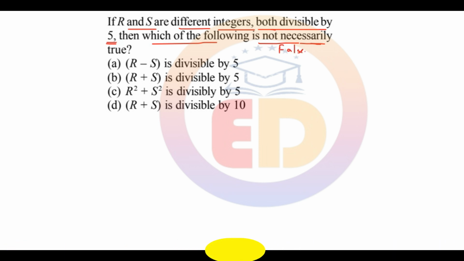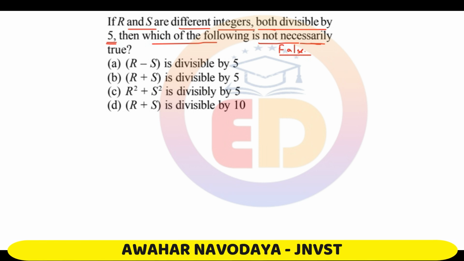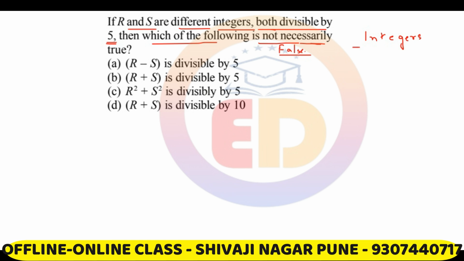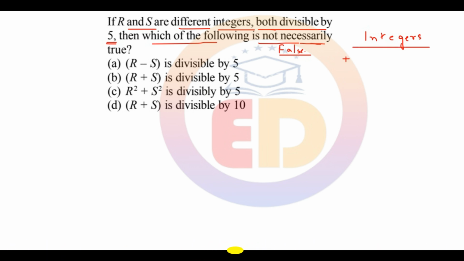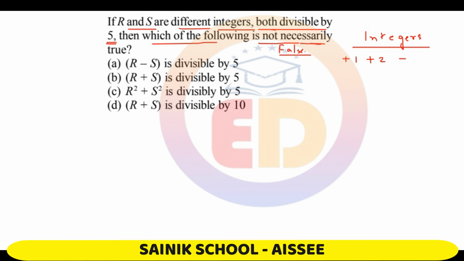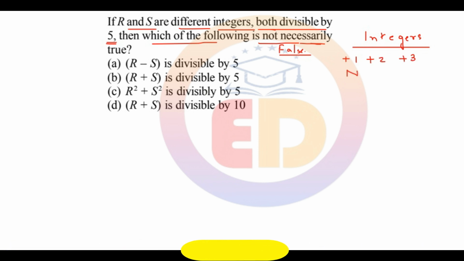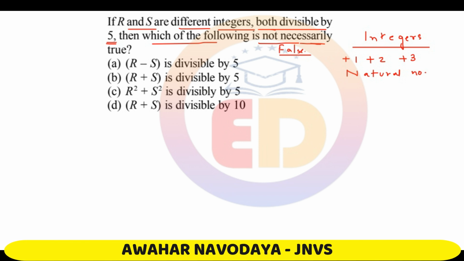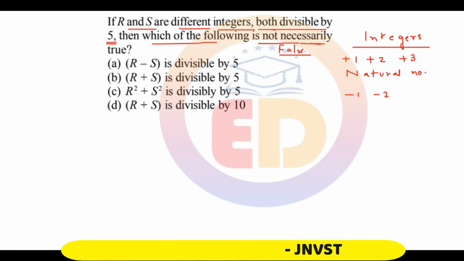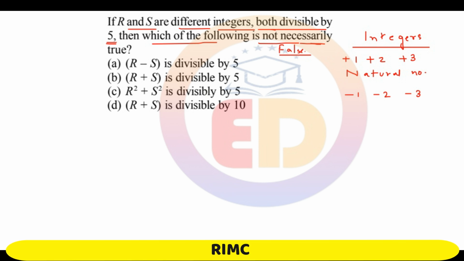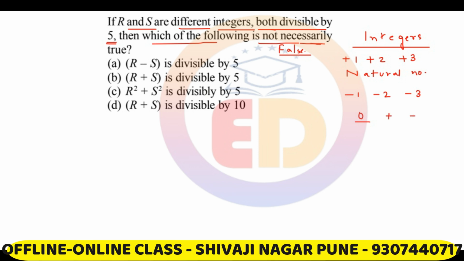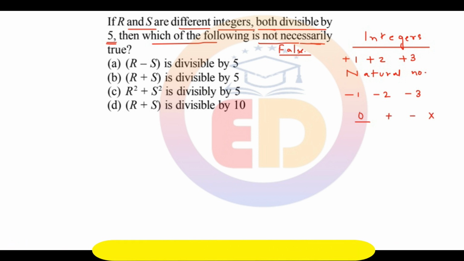Now let us break down the question statement one by one. The question says if R and S are different integers. Let us understand what are integers. Now integers particularly will have three types of numbers. The first, it will have positive numbers +1, +2, +3, which are also called natural numbers. Then integers also have negative numbers, means -1, -2, -3, and integers also include 0, which is neither positive nor negative. Remember, 0 is neither positive nor negative.